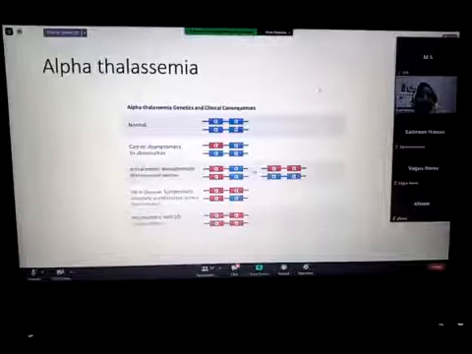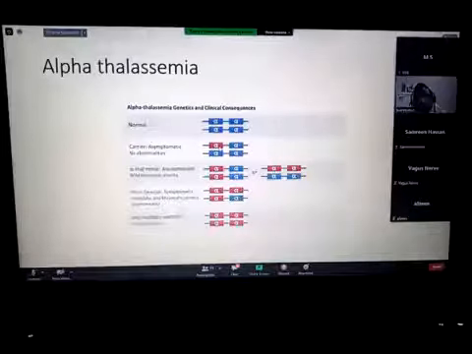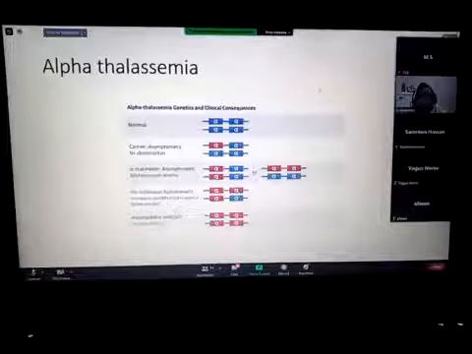Normally, there are 4 alpha genes which are situated on chromosome 16. The red one indicates the absence of the gene, and I told you that alpha thalassemia happens because of gene deletion. So if one gene is missing, it will become silent alpha thalassemia. Usually there are no abnormalities. And if 2 genes are missing, they become a carrier. It may be on different chromosomes, or it may be on the same chromosome.